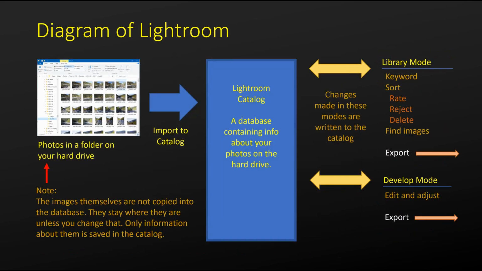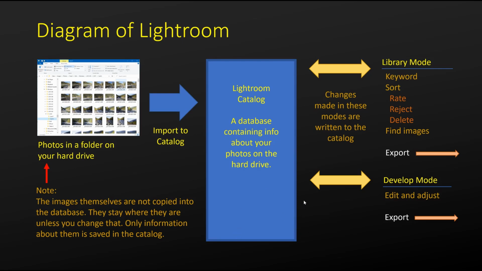Now, I'm an architect and I think with diagrams, so I like making diagrams. So here's a diagram that to me explains how Lightroom works. On the left there is, say, one of my folders on my hard drive. So photos in a folder on your hard drive. Then in the middle you have Lightroom, and Lightroom's core feature is this thing called a catalog.